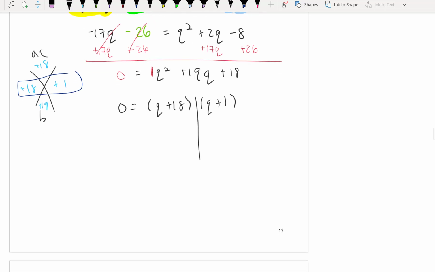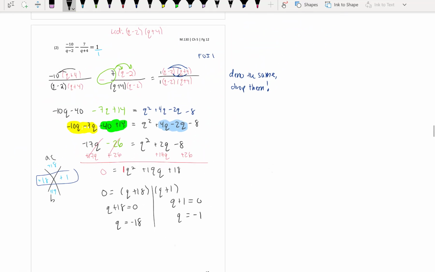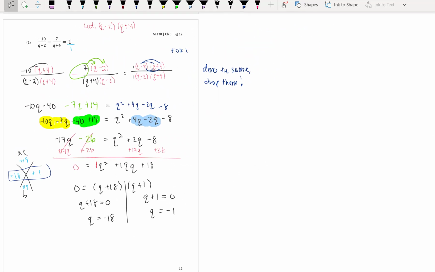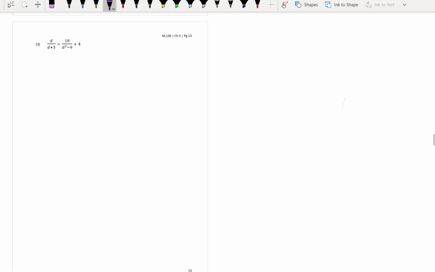So now, setting each thing equal to 0, q plus 18 is equal to 0, so that q is equal to a negative 18. Q plus 1 is equal to 0, so that q is equal to a negative 1. And you always just want to make sure that nothing is going to give you a 0 in the denominator. If I plug in a negative 18, it checks out. If I plug in a negative 1, that checks out as well. Okay, so that is going to be my final answer. Q is equal to negative 18 and Q is equal to negative 1.